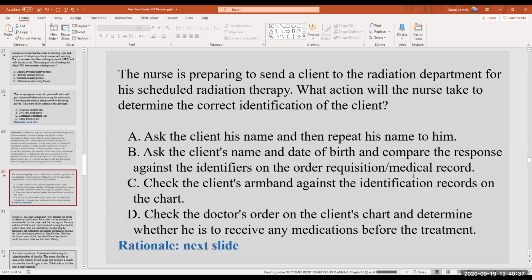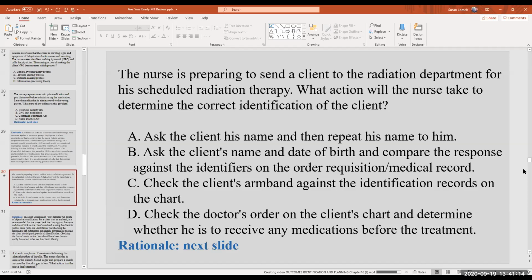3, check the client's armband against the identification records on the chart. I mean, it can be a method, but I wouldn't use it solely, because there have been incidences where clients have been misidentified or the wrong bracelet has been put on their arm. And then 4, check the doctor's order on the client's chart and determine whether he or she is to receive any medications before the treatment. So that's not going to help you correctly identify. So good. For those of you that said B, that was the only correct identifier.